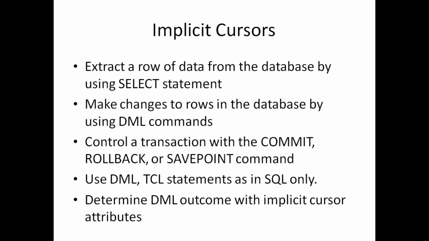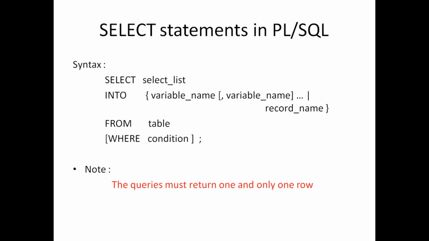Some more theory about the implicit cursor. It extracts a row of data from the database by using a select statement. It determines the DML outcome with implicit cursor attributes. Leave that. This is the syntax of an implicit cursor: the Oracle SQL keyword select, followed by the select list, the columns you want to retrieve, then the into clause. It all depends upon how many columns you mention in the select list; that number of variables you have to mention.